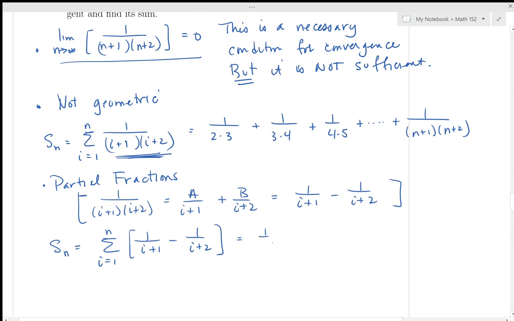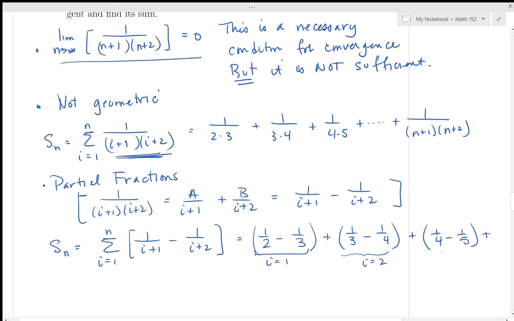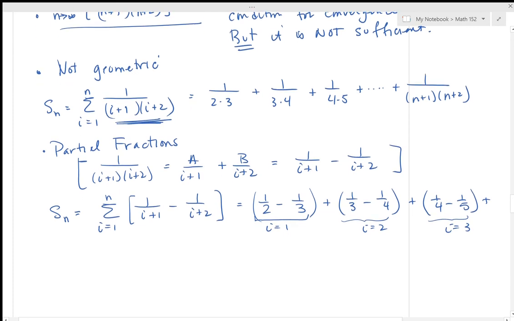I'll just take a look at this. This will be a half minus a third. This piece here is i equals 1, and then I'll do the next one, when i is equal to 2. And then I'll do the next one, that is i equals 3. And I keep going. You may notice something really interesting happening. And dot, dot, dot, plus the nth one will look like this. Okay, so what has happened here?